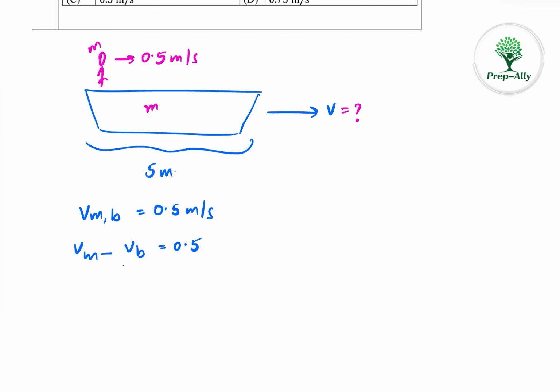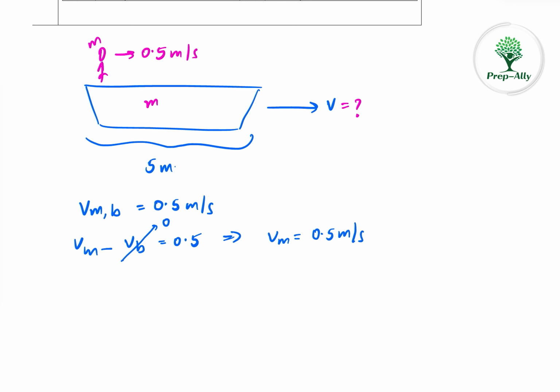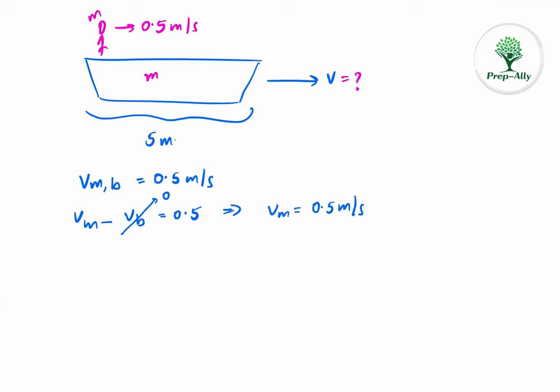But in the end, the boat comes to rest, which means this value becomes 0, which means velocity of man is also 0.5 meter per second. Now, before he starts walking, that is initially, the man and the boat together are moving with this velocity v. But finally, the man is walking with speed vm and the boat comes to rest. So velocity is 0, momentum is 0.